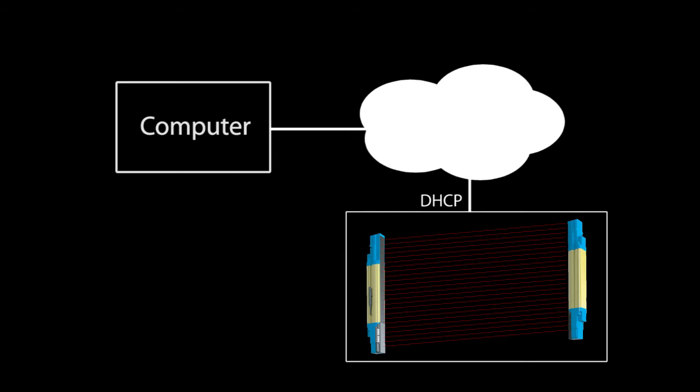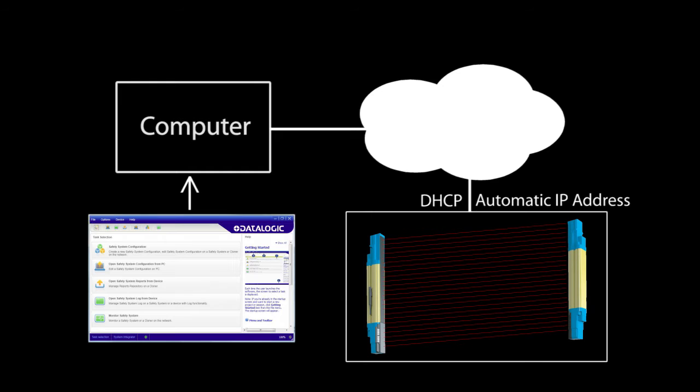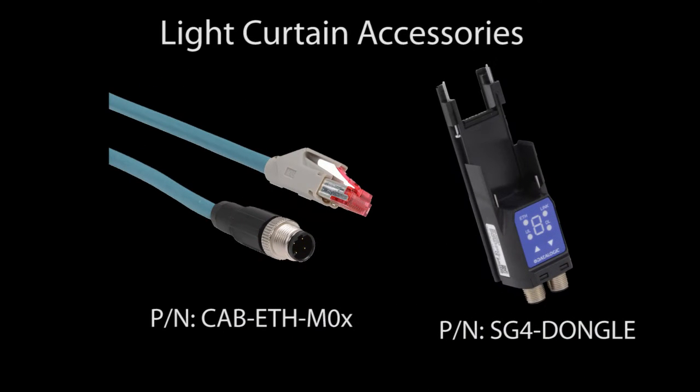The light curtains come pre-set up for DHCP, so if you plug them into a network, the router will be able to assign the light curtains an IP address, and a PC on that network running the light curtain configuration software will be able to find the light curtain on the network. Of course, you'll need this interface dongle and the appropriate Ethernet cable to do that.